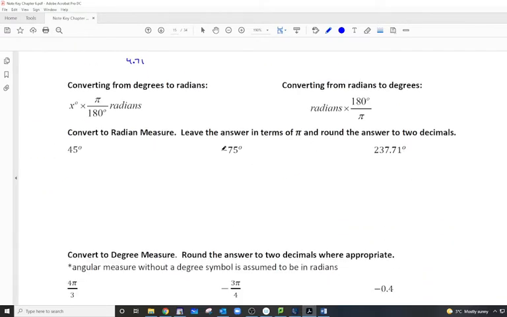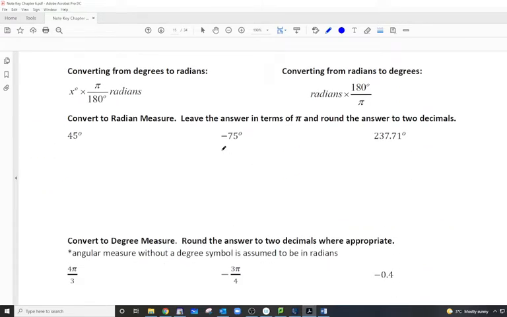Okay, second last part of this video is converting from degrees to radians and radians to degrees. To do this, what I want you to recognize is that 180 degrees is equal to pi radians. So we use this fact to be our conversion. So we say that 1 radian is equal to 180 divided by pi, right? And 1 degree is equal to pi divided by 180.